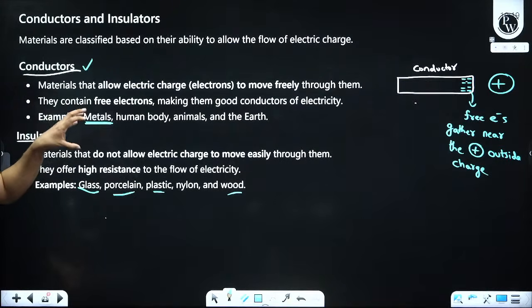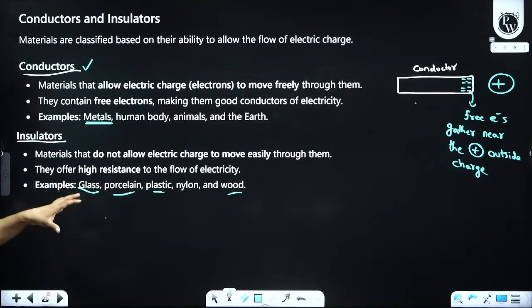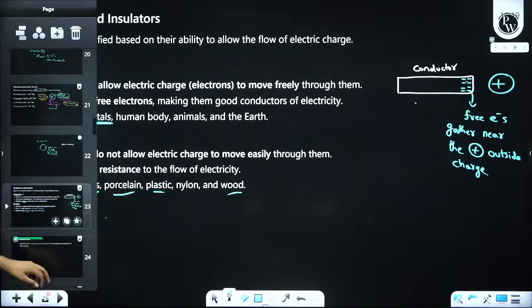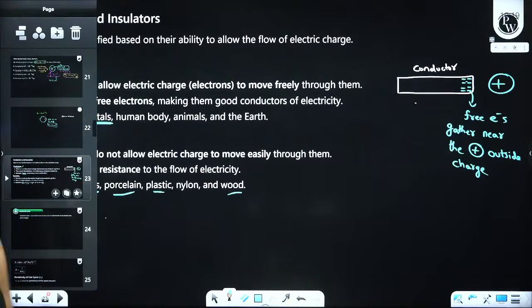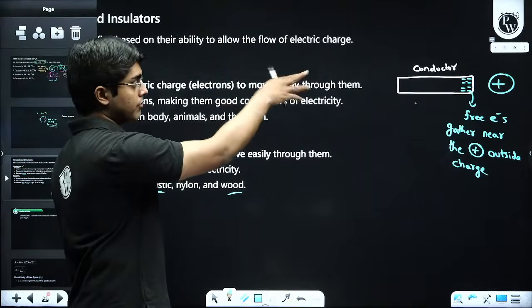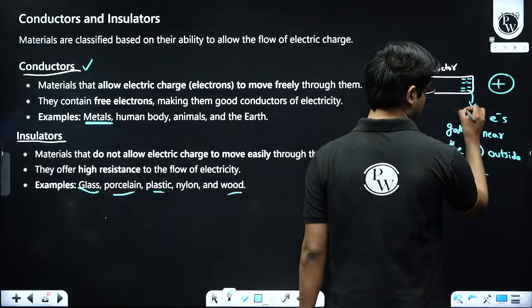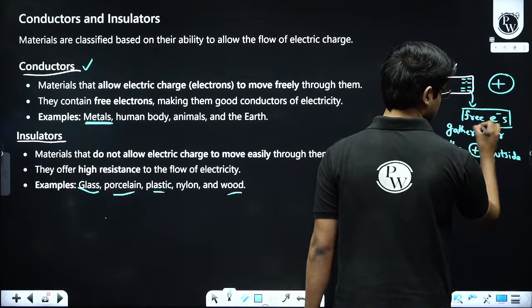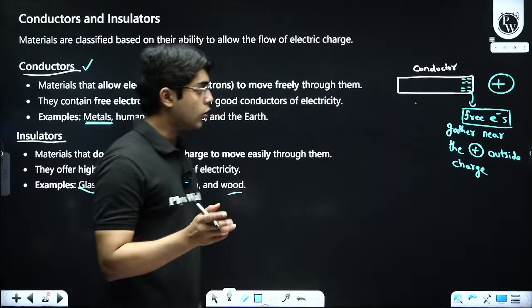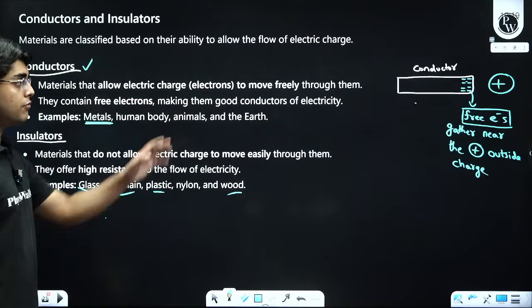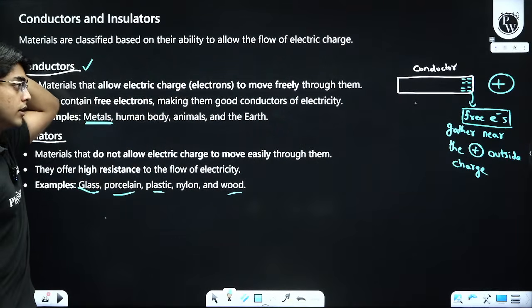So we will cover insulators and conductors in detail in current electricity. Okay, but for now this is enough. Okay, the main point is, inside conductors, the electrons can freely move anywhere they want. Okay, and these types of electrons are called free electrons. Okay, the reason why they are called free electrons is because they are free to move inside the material of the conductor.